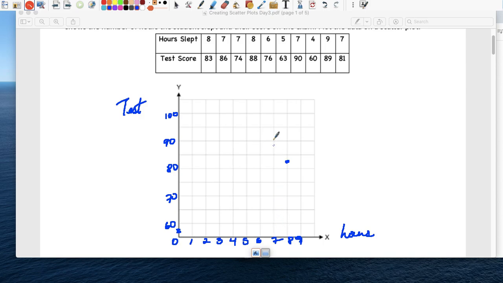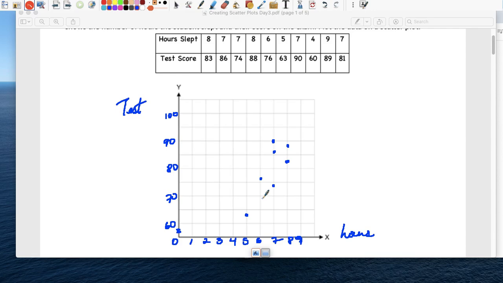7 hours of sleep, he got an 86, about here. 7 hours of sleep, the other kid got a 74. 8 hours of sleep, got an 88, it's about here. 6 hours of sleep, he got 76, it's about here. 5 hours of sleep, he got 63, which is about here. 7 hours of sleep, somebody else got a 90, right here.